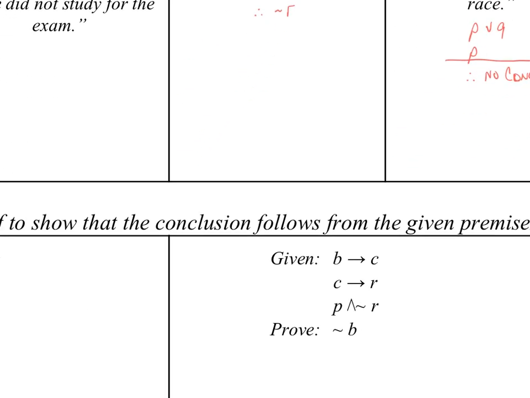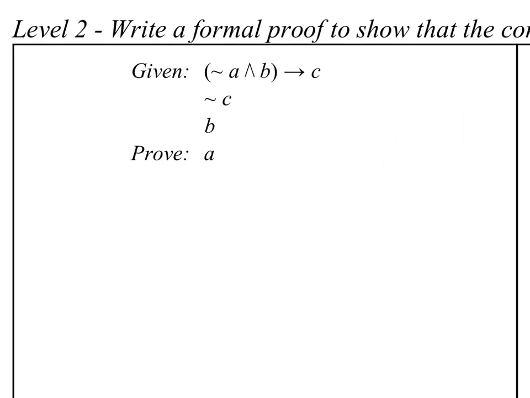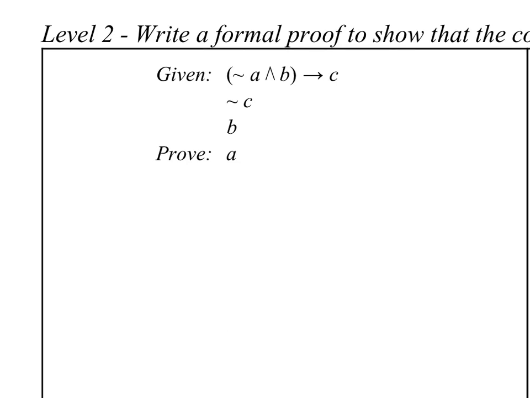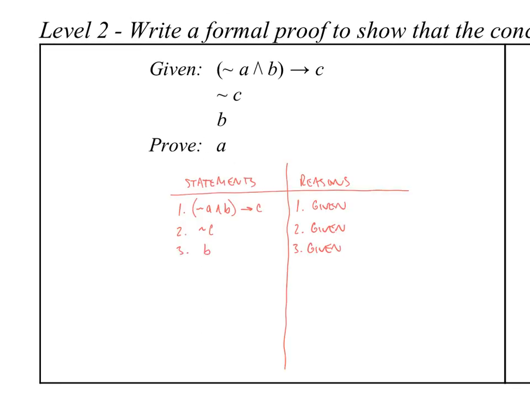All right, now the last thing we're going to do is go ahead and do one proof together. And what we're going to do is I am going to write a statement, and then you're going to tell me the reason. So write a formal proof to show that the following conclusion follows from the given premises. All right, so we'll go ahead and start by setting this up. We got our two columns. Eventually I want to say A is true, and I want a reason for that. But I can't get there yet. I don't even have an A anywhere in this statement.